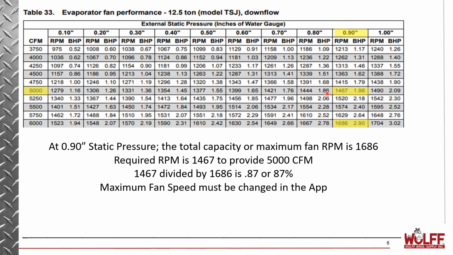Now we're going to take our required RPM of 1467 and divide that by the maximum RPM, which is 1686, and that's going to give us 0.87 or 87%. So now we need to change our maximum fan speed in the app.